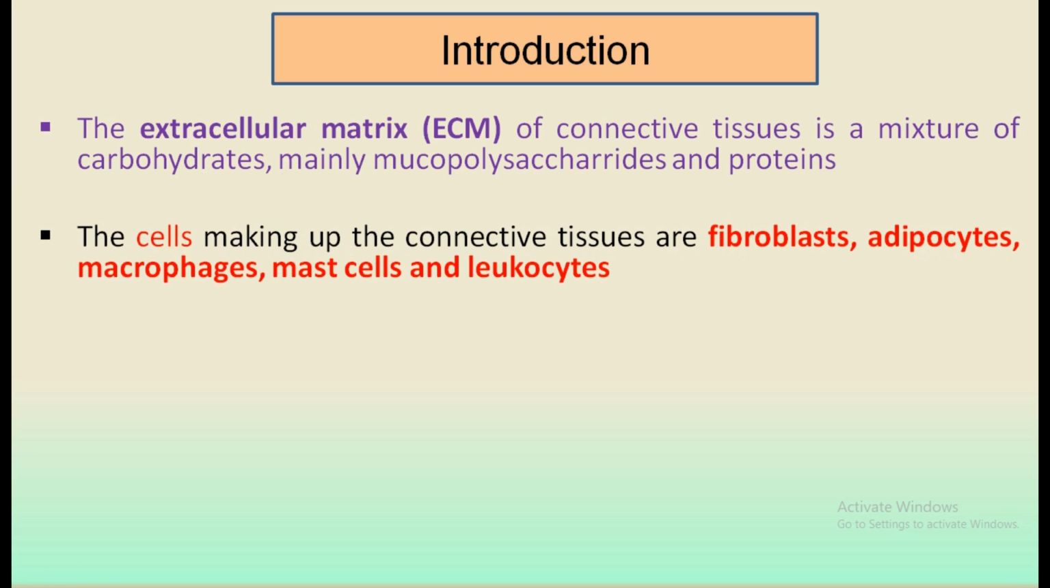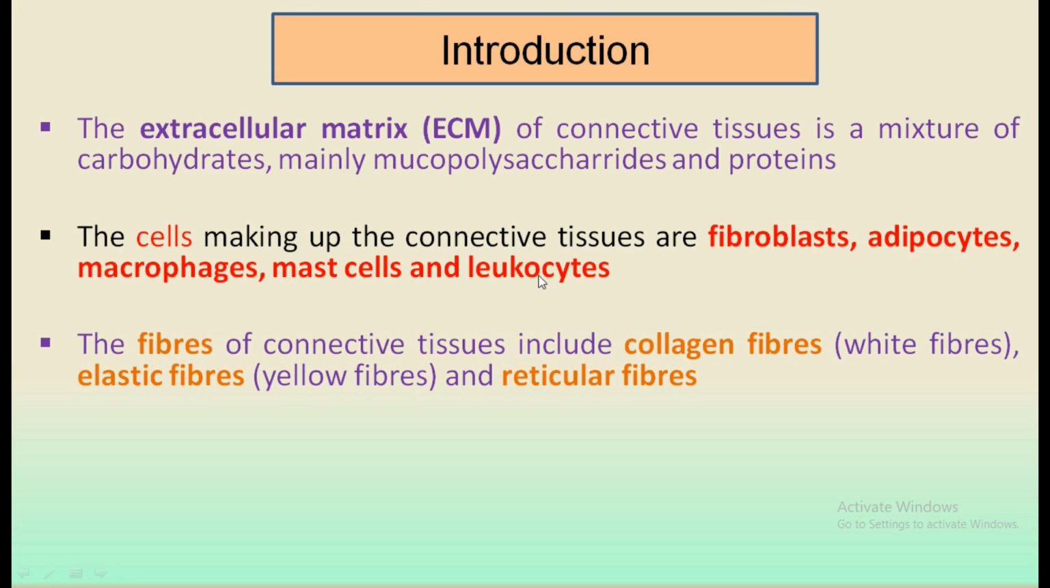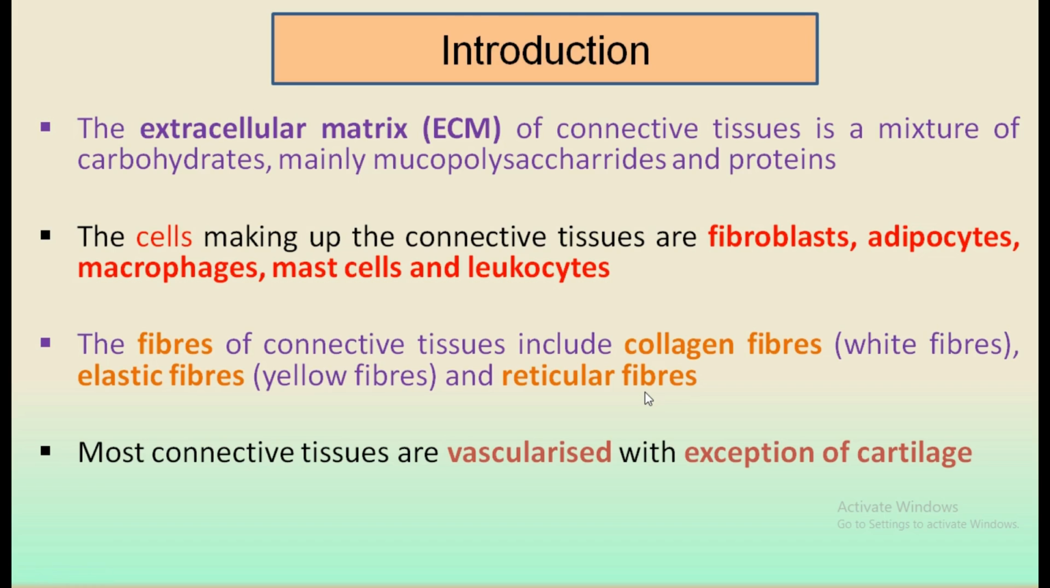The cells that make up the connective tissue are of different types like fibroblasts, adipocytes, macrophages, mast cells and leukocytes. The fibers that make up the connective tissue are collagen fibers, which are also called white fibers, elastic fibers, which are yellow fibers, and reticular fibers. Most connective tissues are vascularized with exception of cartilage. That means in most connective tissues we see presence of blood vessels except cartilage.